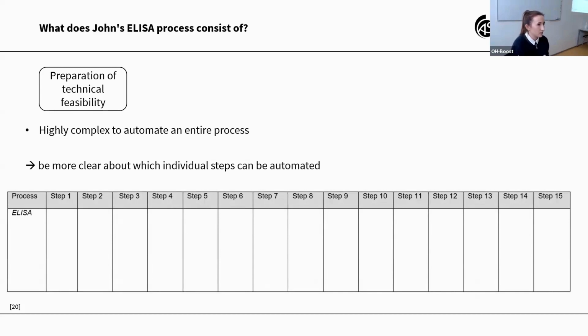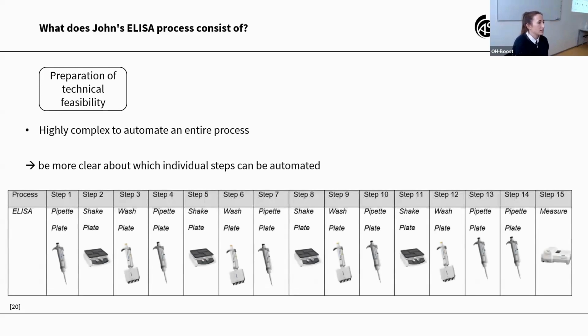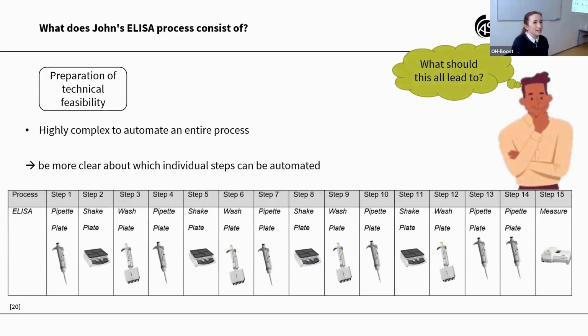Here also we offer a template where you can really analyze your process. And John did. He said, okay, my ELISA consists of pipetting the plate, shake the plate, wash the plate, and these 3 steps repeating until I measure the plate in the end. Being sure about these steps is much better than thinking about the ELISA as one whole process. Okay, John is not really sure why he should do that, but I'm sure he will be happy in the end.